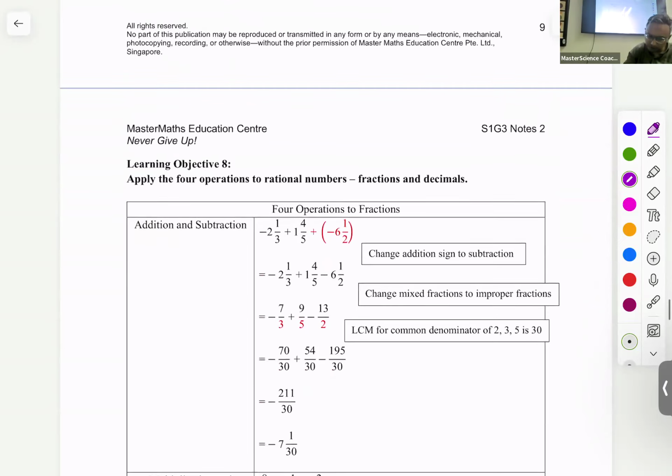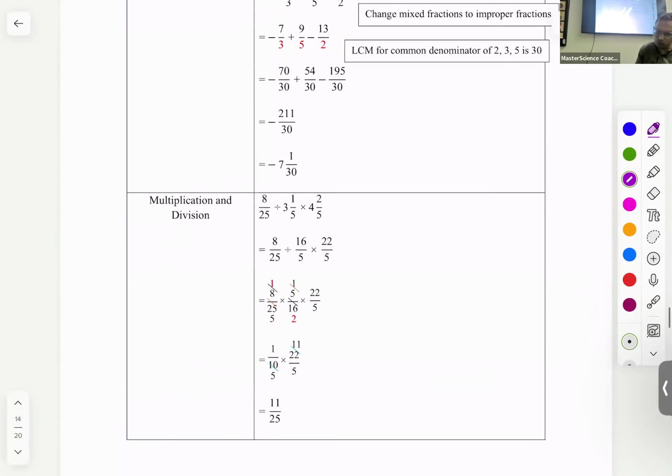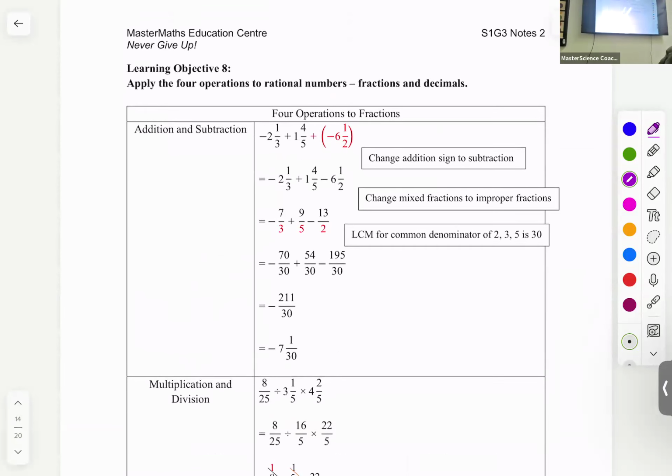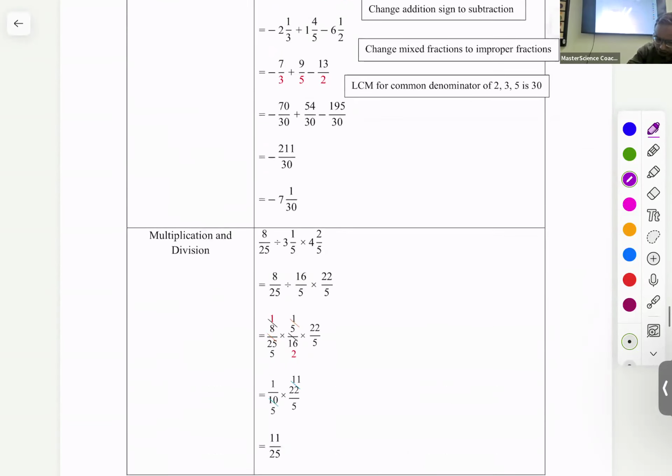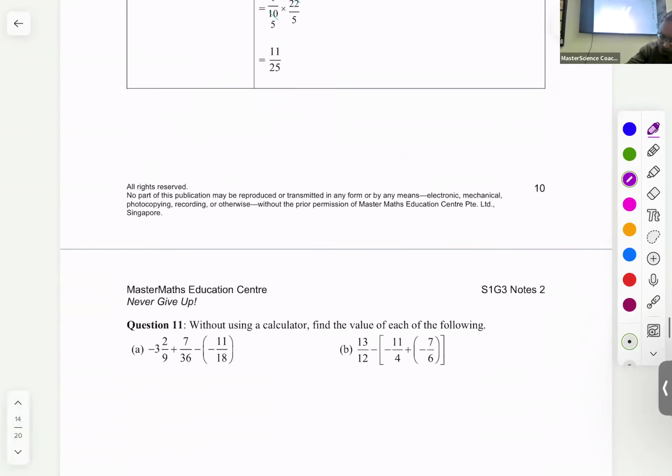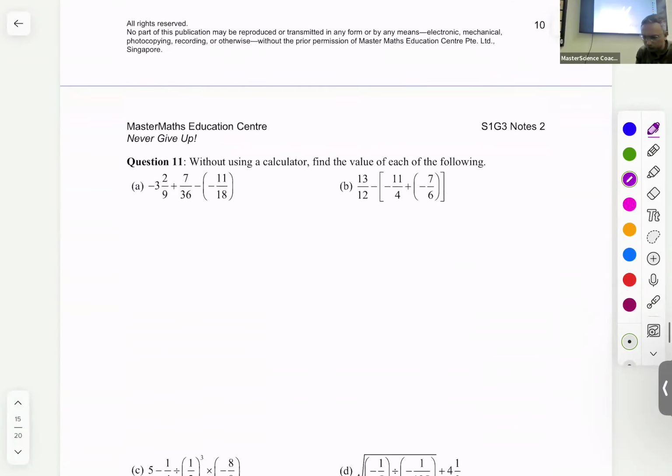Let's talk about this. So now we are talking about four operations, two fractions. Okay, so never mind. I think I don't want to explain. Just without using a calculator, find the value of each of the following.